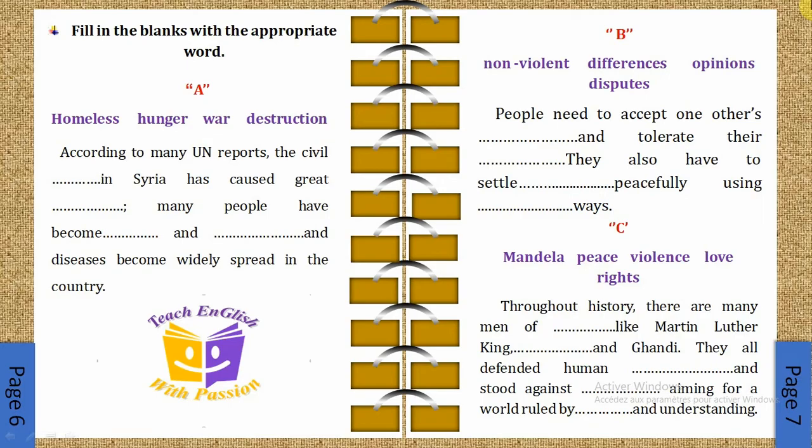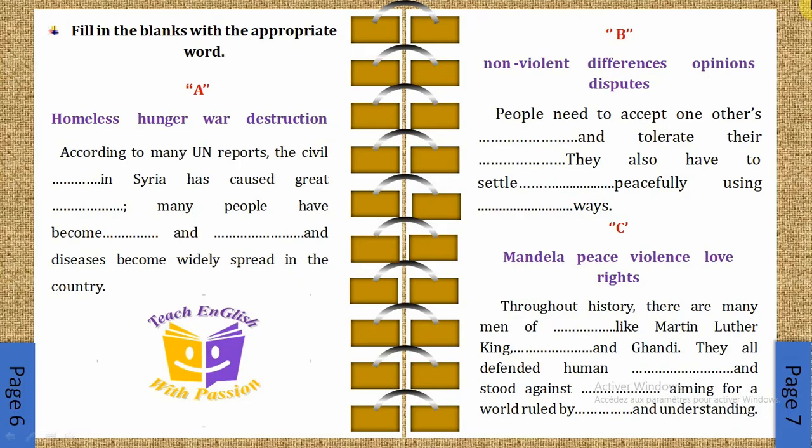For text B, we have the words non-violent, differences, opinions, and disputes. So the text, people need to accept one another's opinions and tolerate their differences. They also have to settle disputes peacefully using non-violent ways.